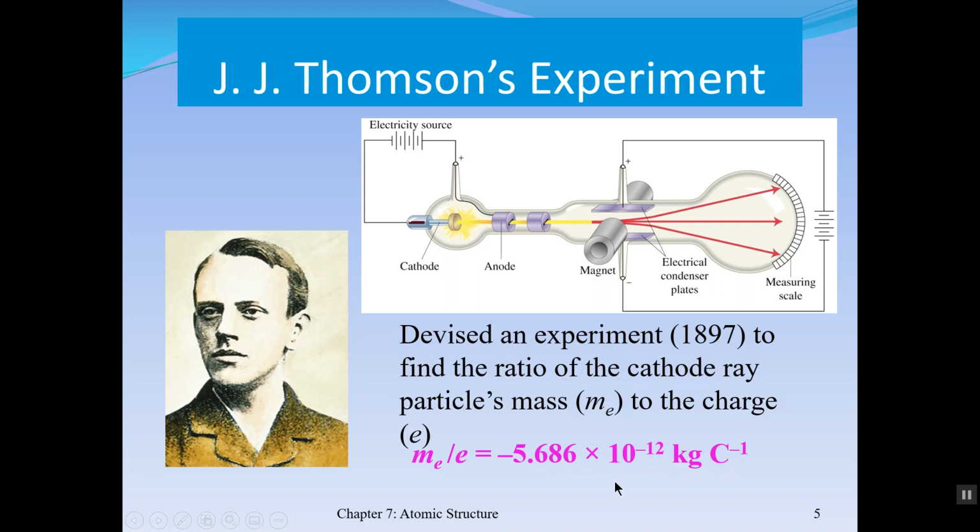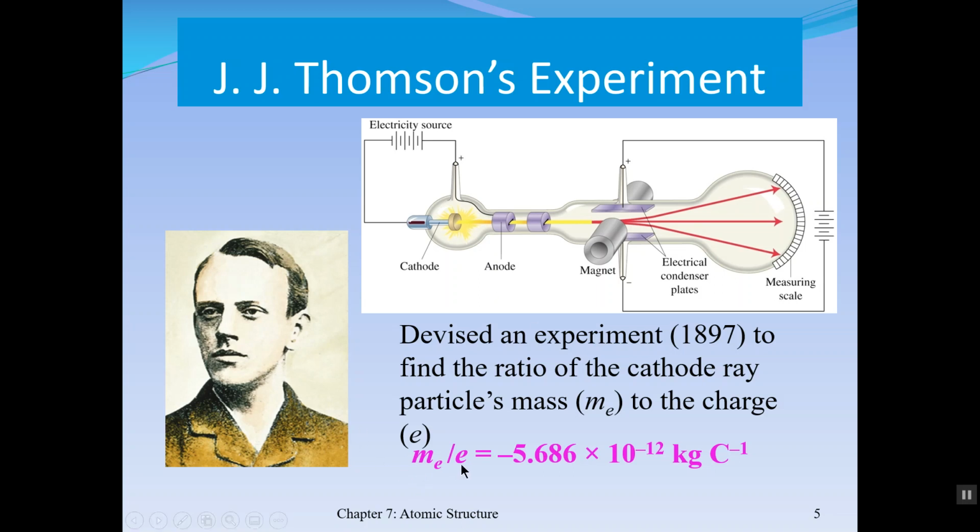Let me just say here, and I probably should have mentioned this before, that the electrons were discovered to be what makes up the cathode rays, right? And later on, people came up with the term electrons to describe these particles, right? So he discovered that the mass to charge ratio of these particles known as electrons is equal to minus 5.686 times 10 to the minus 12 kilograms per coulomb.